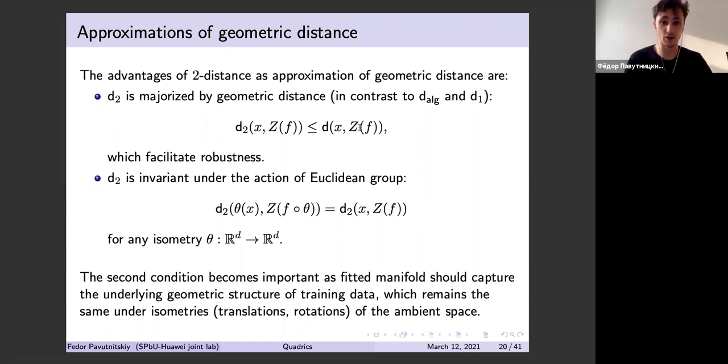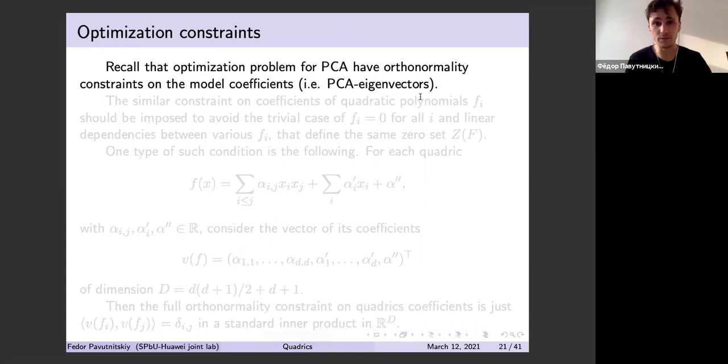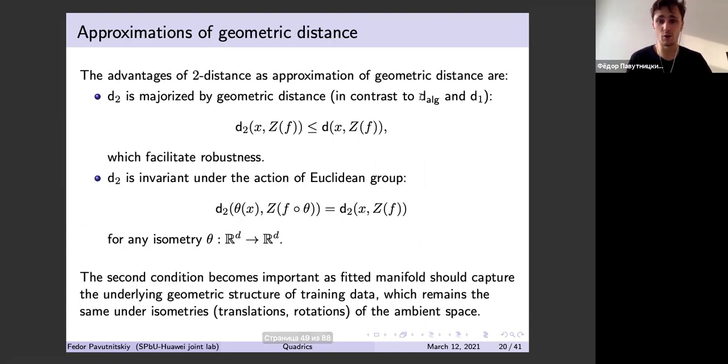And actually for algebraic distance, this is not working. I will show you in a moment why it fails on the illustration. But for now, let's keep in mind that this invariance under the action of the Euclidean group, so invariance under rotations and translation, is very important for our manifold model.